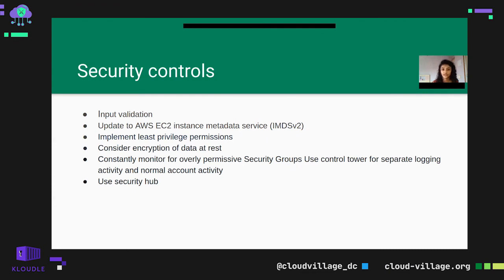Consider encryption of data at rest. I'll mention why I mentioned that. Then constantly monitor overly permissive security groups. Use Control Tower to separate logging activity from normal account activity. Security groups matter because you can specify that only the users present in the security groups are allowed to access this EC2 instance. So you can avoid a publicly available EC2 instance.